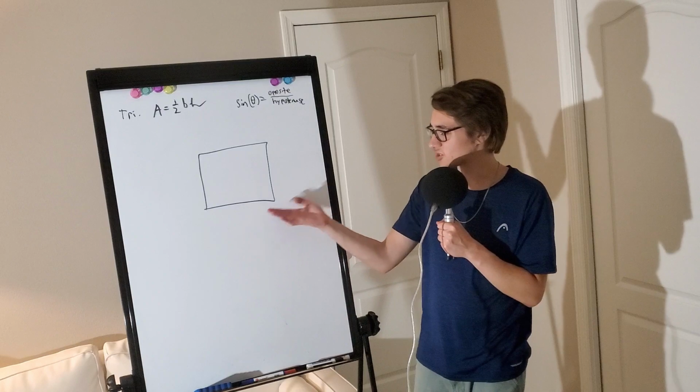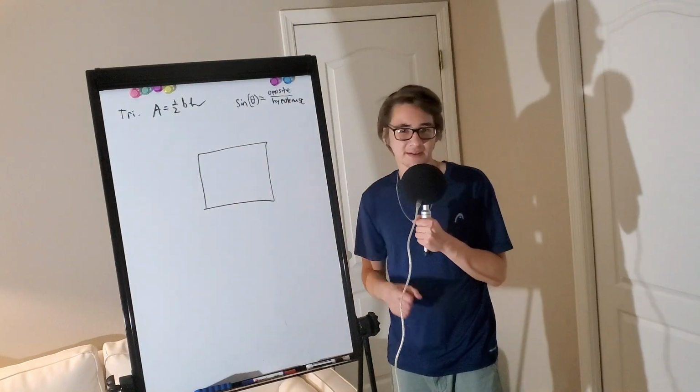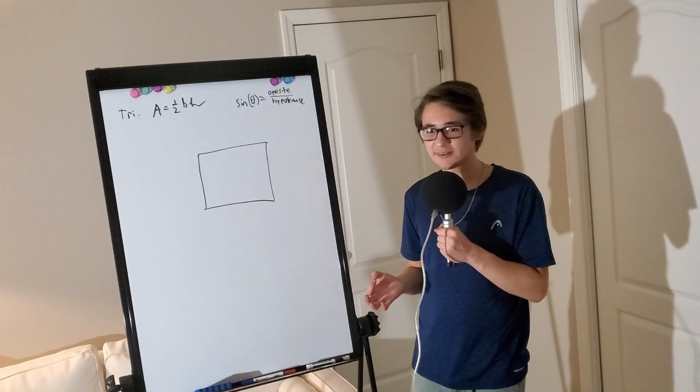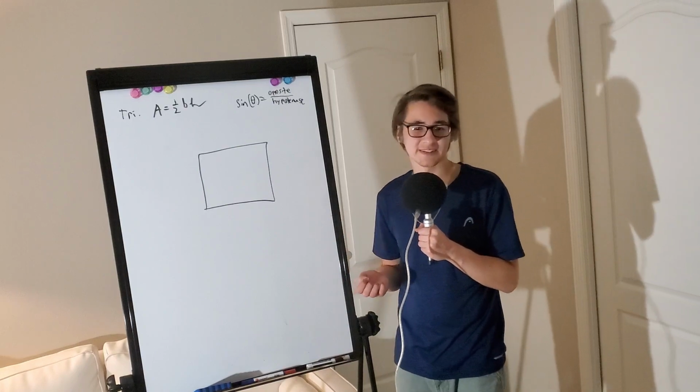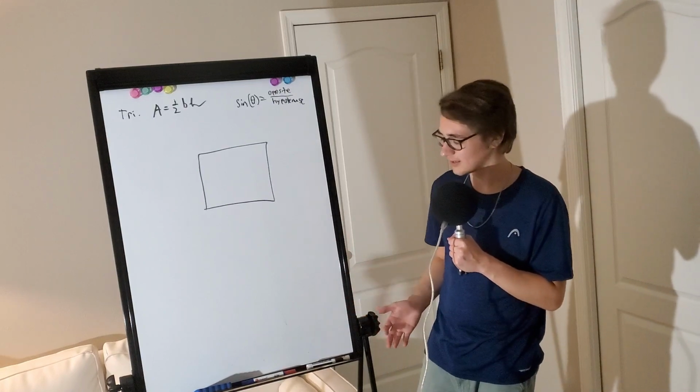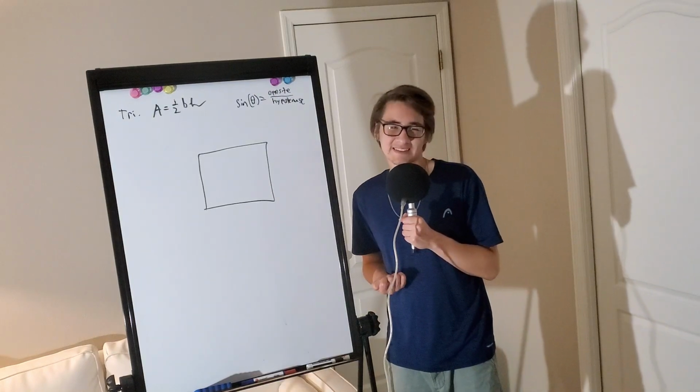All right, so here I have this generic quadrilateral. I don't know that it's a square. I don't know that it's a rectangle. I don't know it's a parallelogram. I don't know it's a rhombus. I don't even know that it's a trapezoid. How on earth can I find its area?